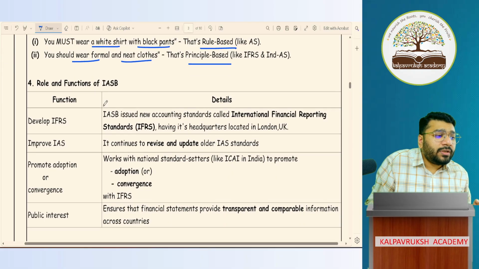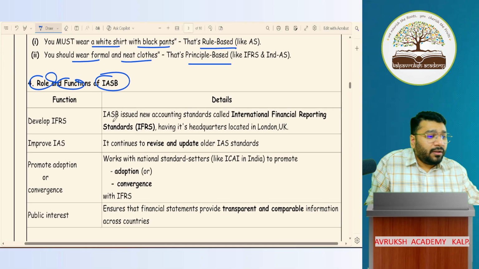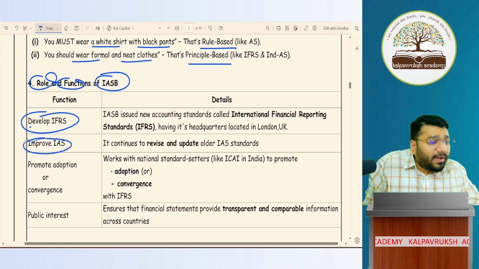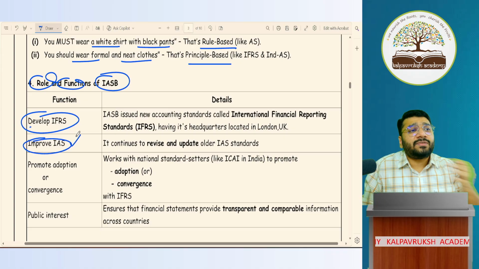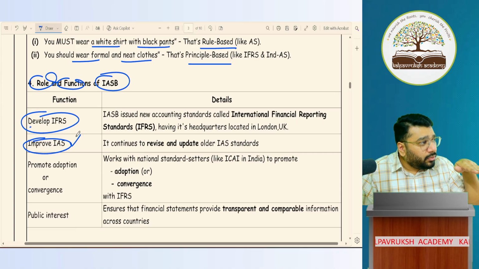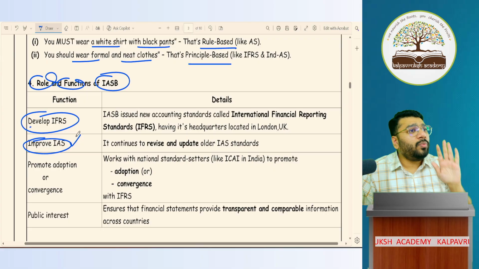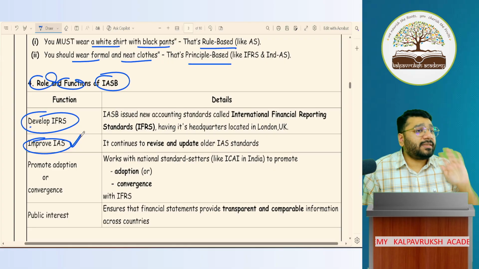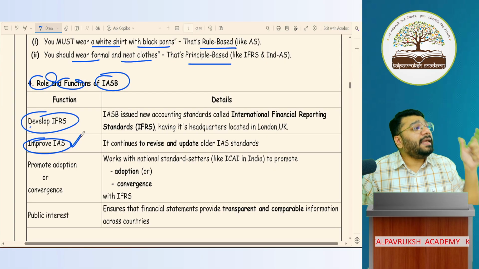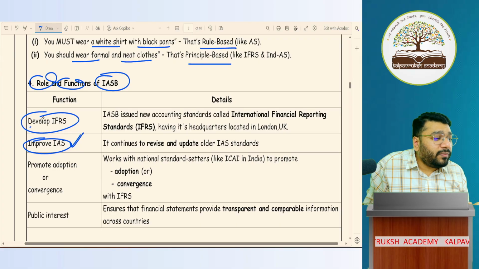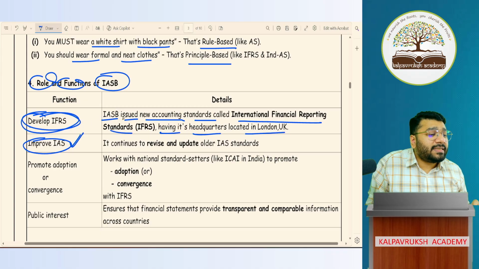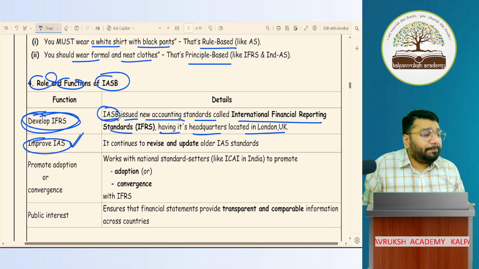Now, what is the role and function of IASB? The function of IASB was to develop IFRS and improve IAS. There were some IAS which are actually good and genuine, and even if we follow them now, they are good to follow. Therefore, wherever required, improvisation was done. But there were certain IAS which were totally outdated, so they scrapped them and came out with a new concept called IFRS. So IASB issued a new accounting standard called IFRS, having its headquarters located in the UK.